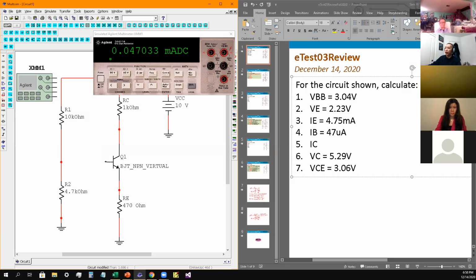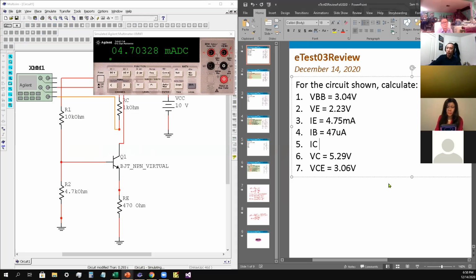Now what we want to do is reconnect the base. Now we need to find IC. So C is here. Disconnect that. Okay, put the low side right on this side, and then the common to this side. And then we turn on our simulation. Okay, it gives you approximately 4.7 milliamp. And now we turn that one back off.